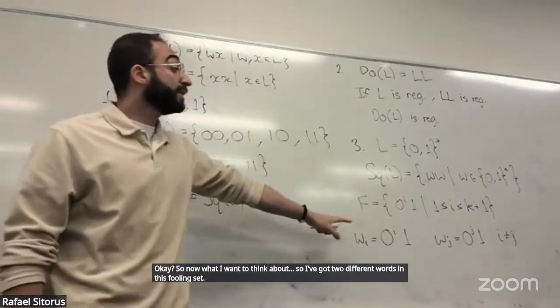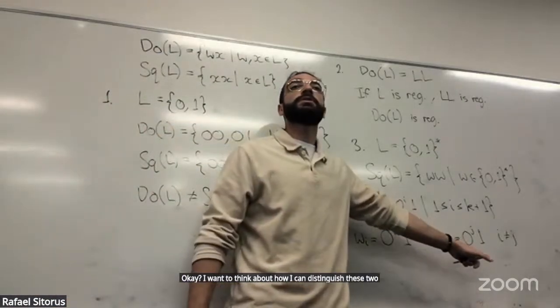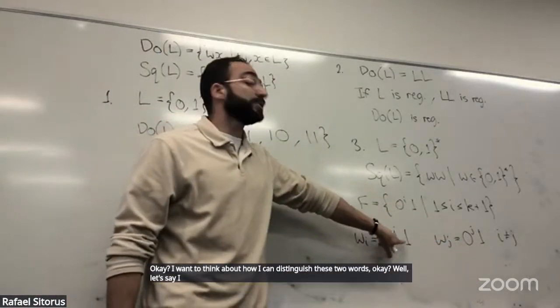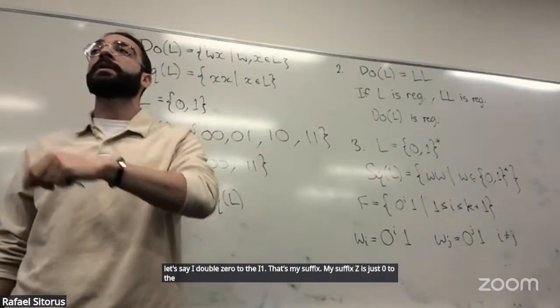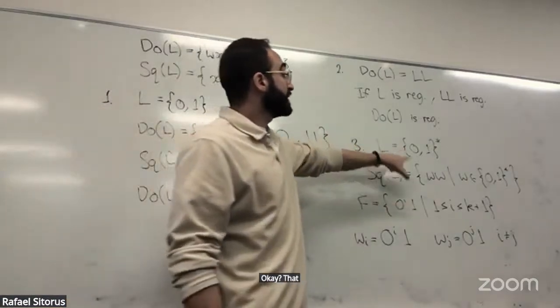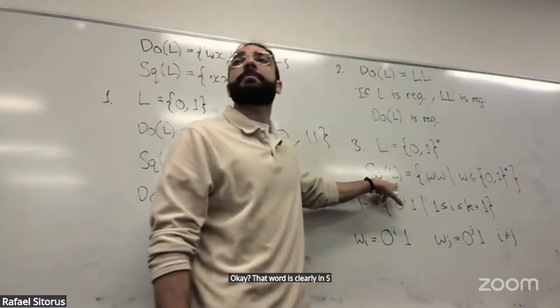Okay, I want to think about how I can distinguish these two words. Well, let's say I double 0 to the i 1. That's my suffix. My suffix z is just 0 to the i 1. That word is clearly in SQ of L.